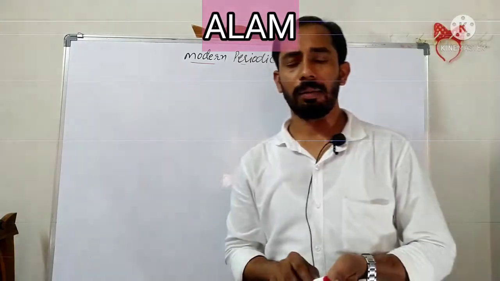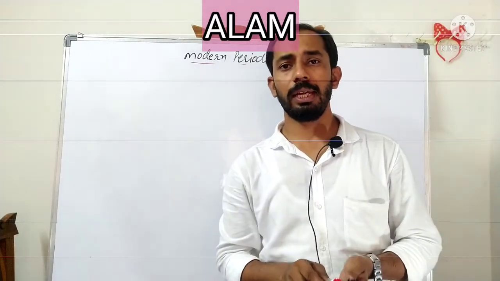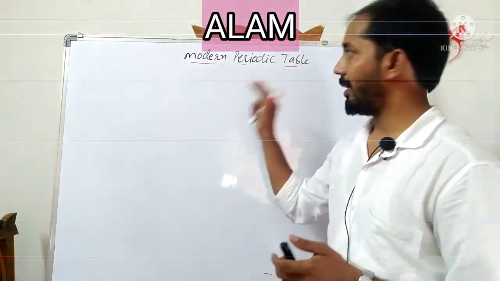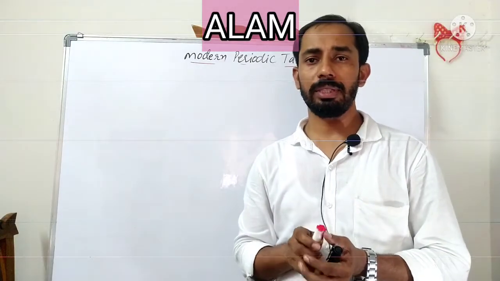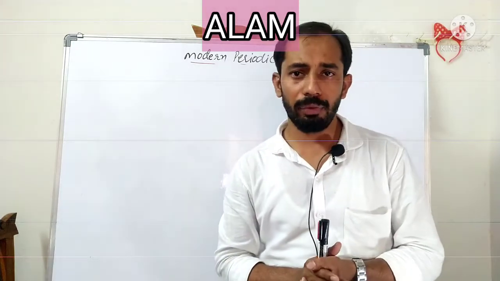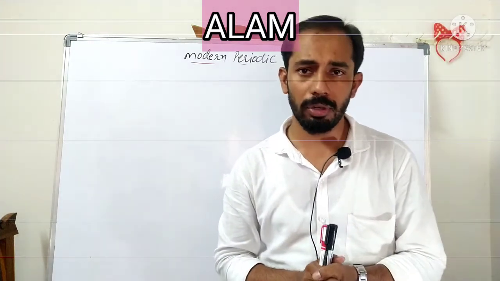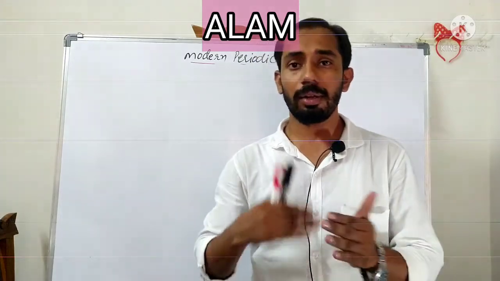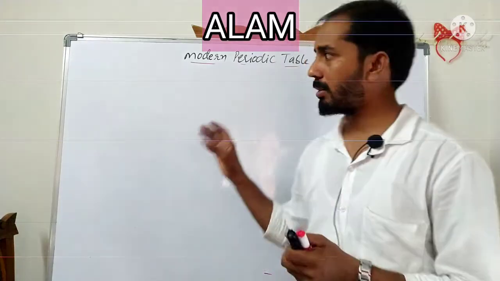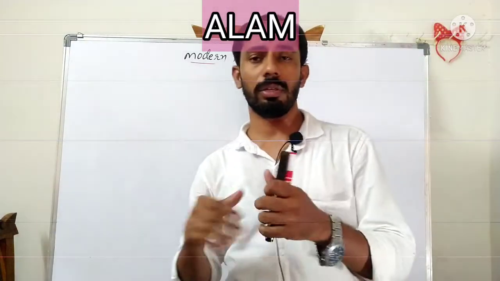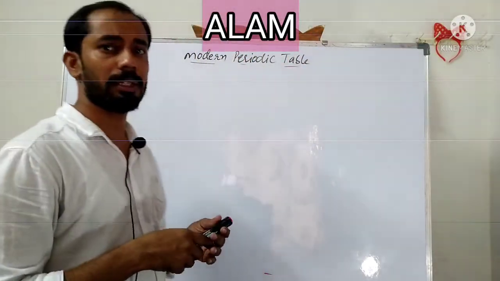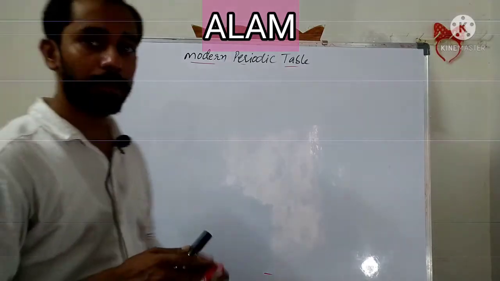Next, Moseley modified Mendeleev's periodic table based on the atomic number. Based on the atomic number, he gave the modern periodic law, which can be defined as: the physical and chemical properties of the elements are periodic functions of their atomic number or electronic configuration. Based on this modern periodic law, Moseley and Bohr-Bury were the scientists who classified elements in a better manner compared with the previous ones. That is called the modern periodic table.